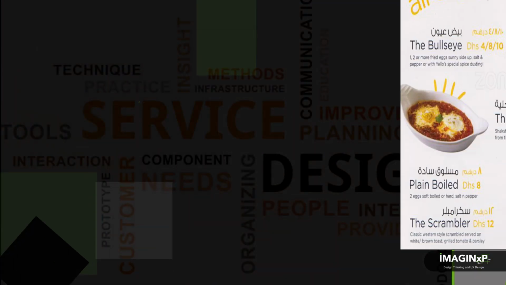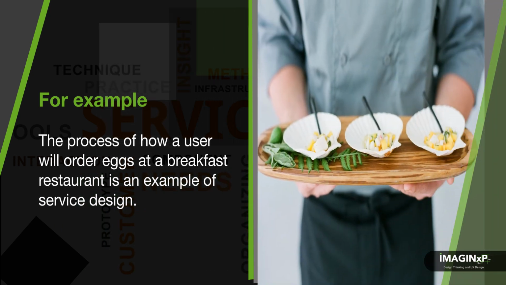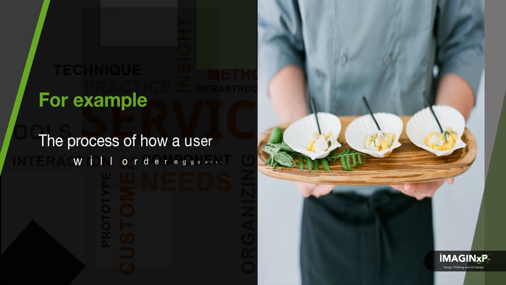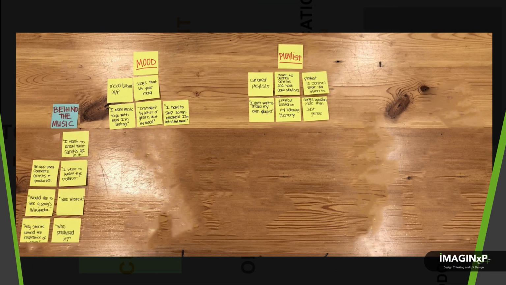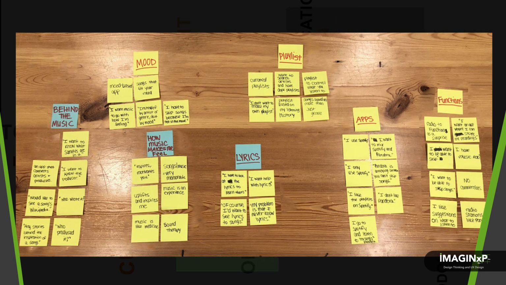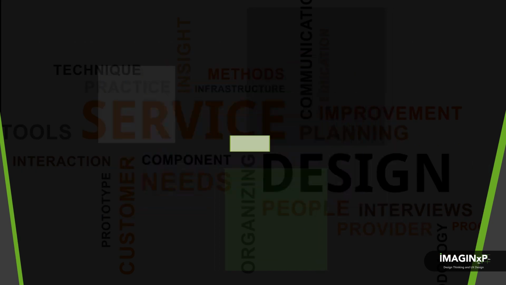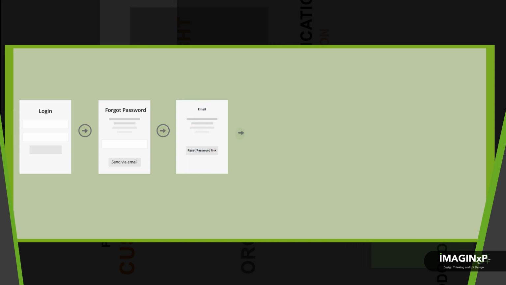For example, the design of the process of how a user will order eggs at a breakfast restaurant is an example of service design. A field brought to prominence by interaction designers by creating as-is task flows and finding flaws, problem areas, and points of improvement in the whole process. Service design brings to prominence the user needs and pain points with it being user-centric.